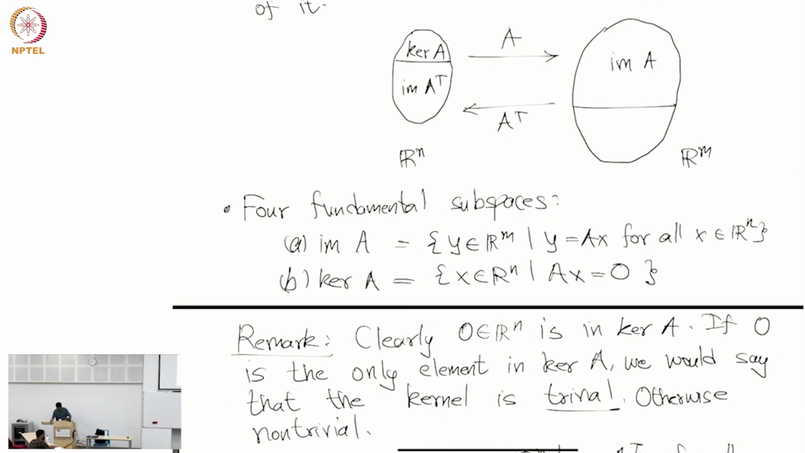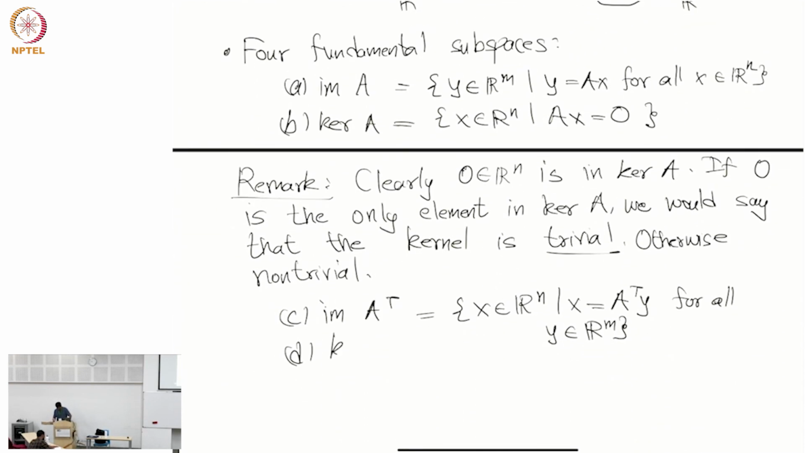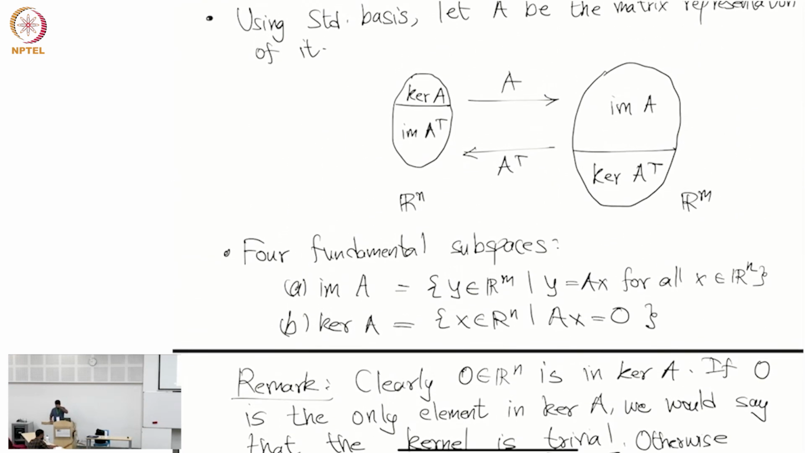And likewise, there is the kernel of A transpose. Okay, so the kernel of A transpose is all y in Rm such that A transpose y is 0. Okay, so those are the 4 fundamental subspaces.